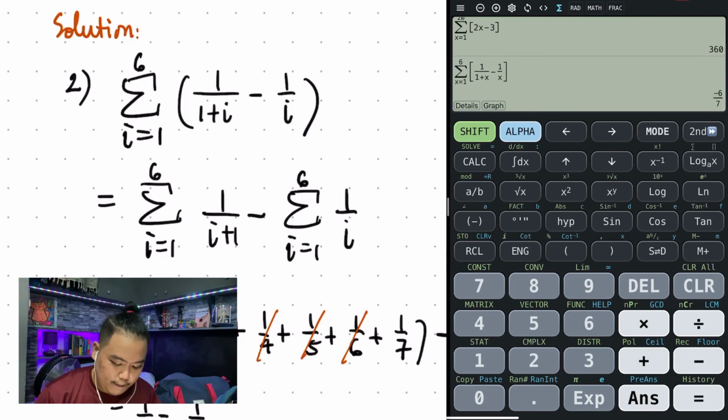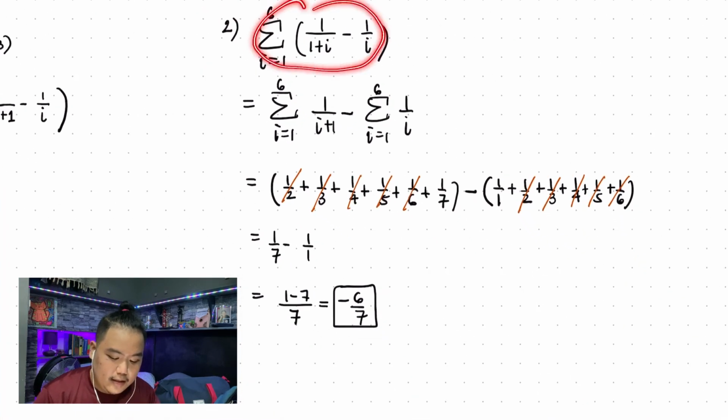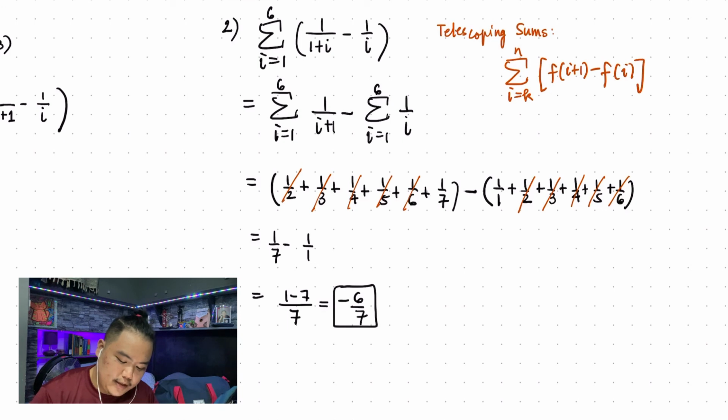Tama naman siya. And an additional remark lang, actually, isa itong halimbawa ng telescoping sums. Ito yung isusunod nating video. So, paano natin i-evaluate yung mga bagay na ganitong itsura? So, you have f ng I plus 1 minus f of I. Okay? Starting mo somewhere, you end somewhere, and f of I plus 1 minus f of I. So, yun yung gagawin natin sa next video.